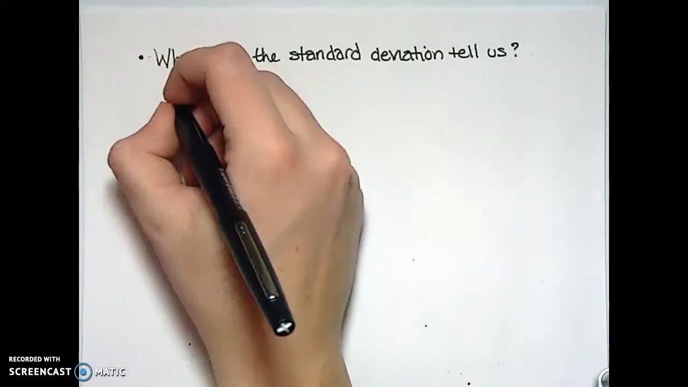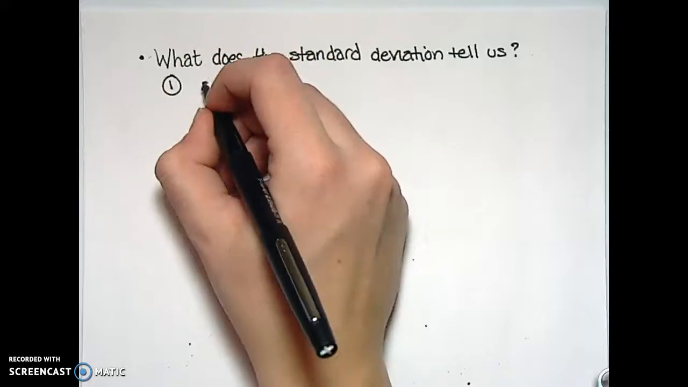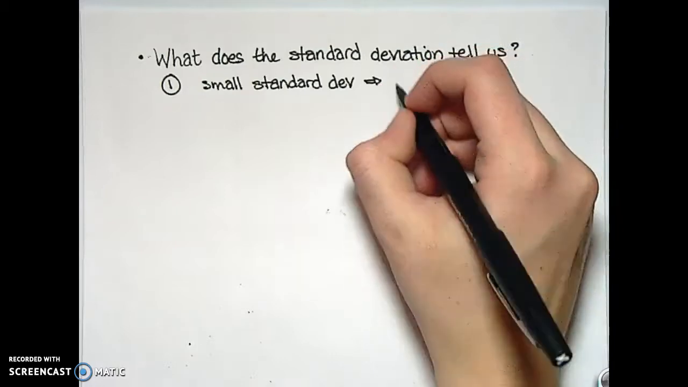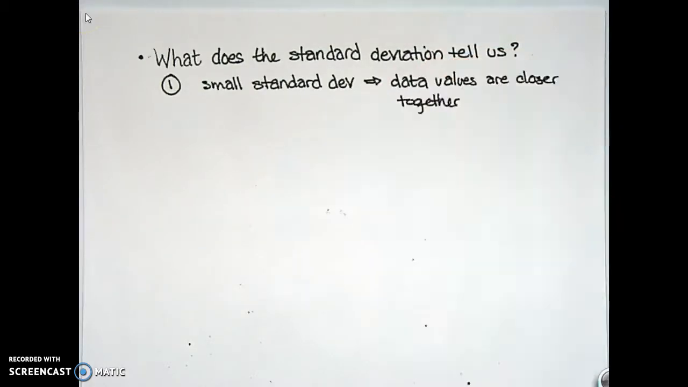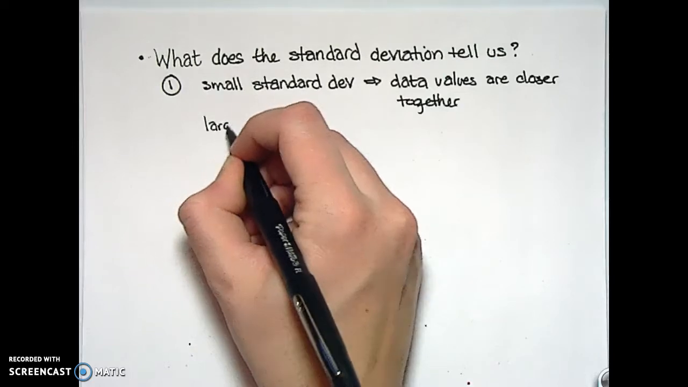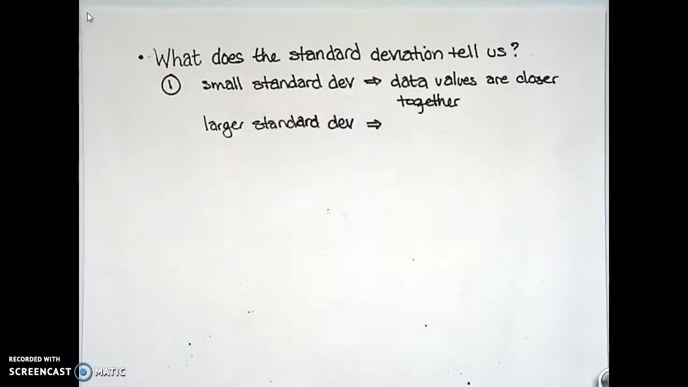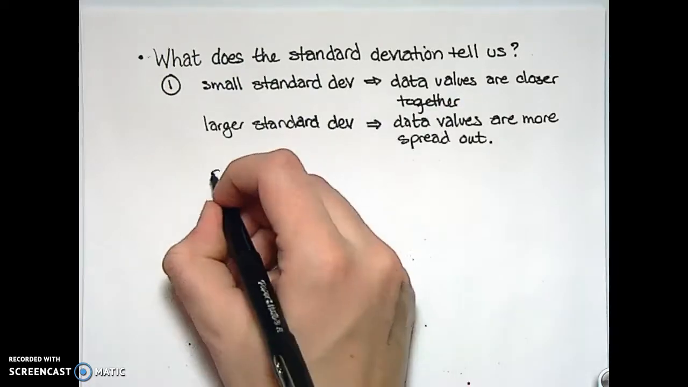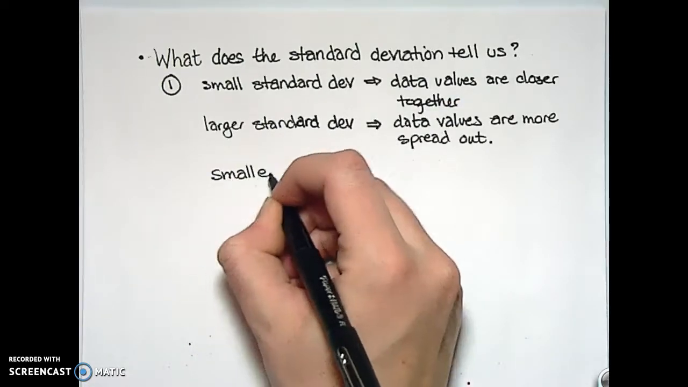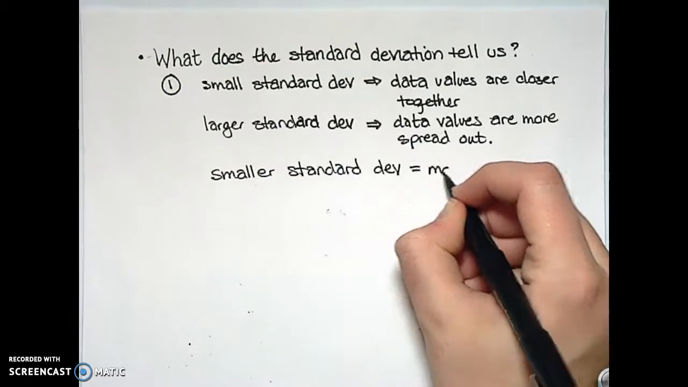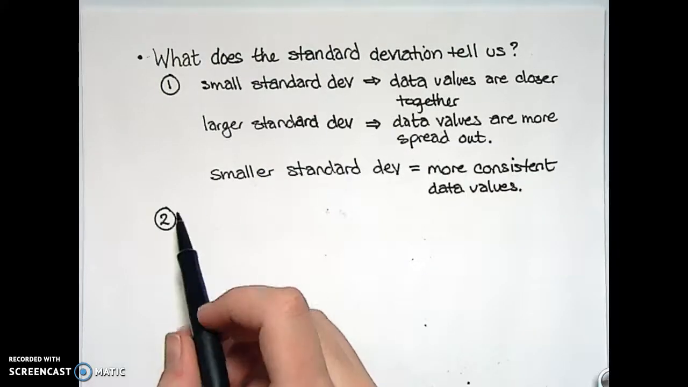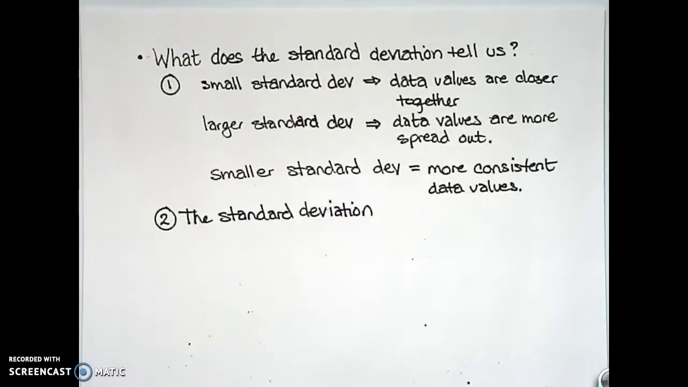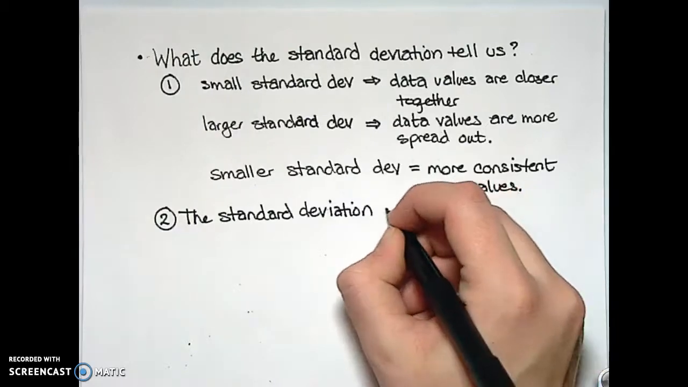There are 2 responses. The first response is, the smaller the standard deviation, it implies the data values are closer together. And so obviously a larger standard deviation implies that the data values are more spread out. In other words, a smaller standard deviation means more consistent data values. A second thing that the standard deviation tells us is that it gives us bounds on how far from the mean the data spreads.